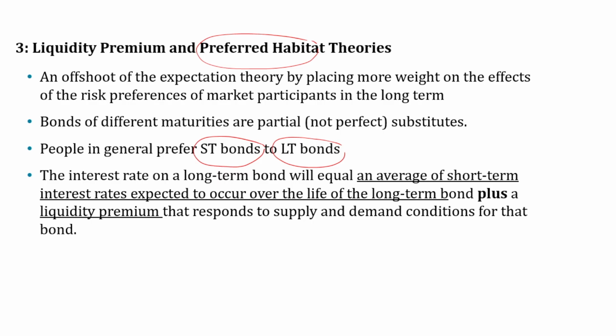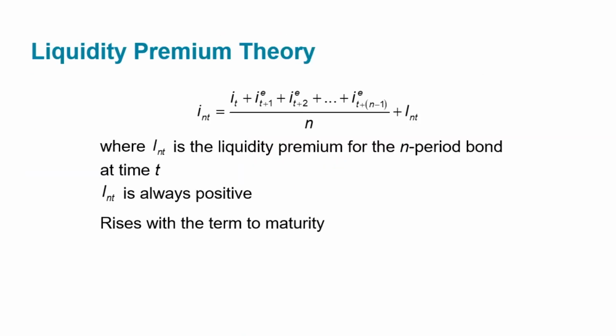So here the main idea is that the interest rate on a long-term bond will equal an average of short-term interest rates expected to occur over the life of the long-term bond, plus a liquidity premium that responds to supply and demand conditions for that bond. To explain this one, it has two components. According to liquidity premium theory, the rate of interest has two components. The first component is this one. This is derived from the expectation theory, the first theorem that we discussed.